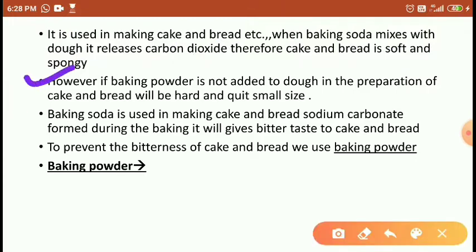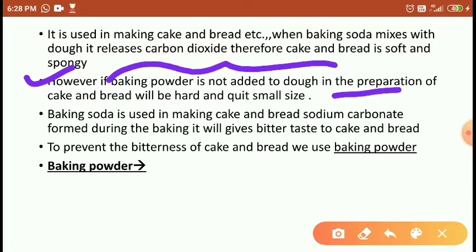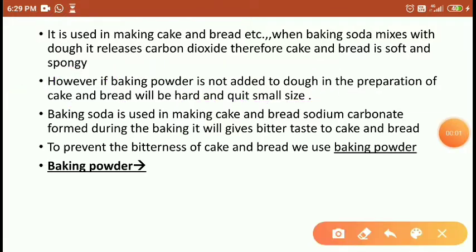However, if baking powder is not added to the dough in the preparation, the cake and bread are hard and quite small in size. Students, if you do not add the baking powder, it turns into hard and small size, right?